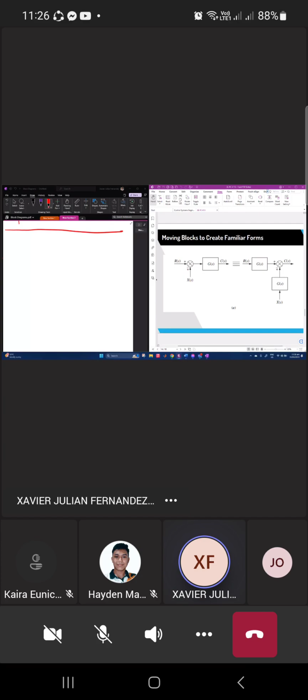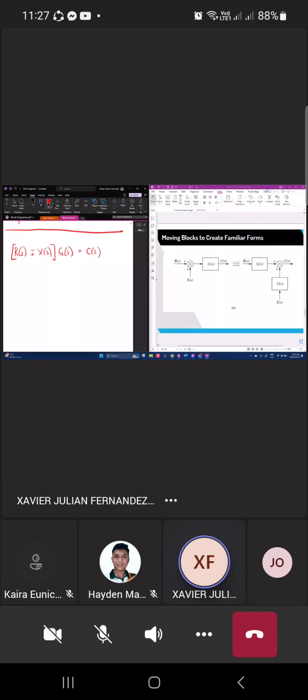So at the summing junction we have R of S minus plus X of S. So the output there is R of S minus plus X of S, which is the input to the transfer function. To get C of S, we multiply this by the transfer function. That's equal to C of S. So that is our equation for the output.